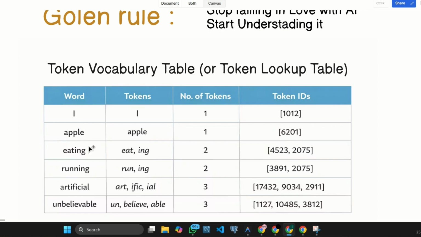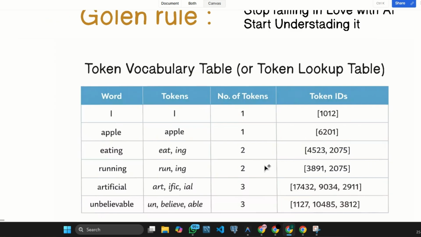Now just look at this eating and running. Eating is divided into two, eat and ing, and similarly run and ing. But just focus on these IDs. This ing has the same ID. Okay, so it has assigned two IDs to this input.